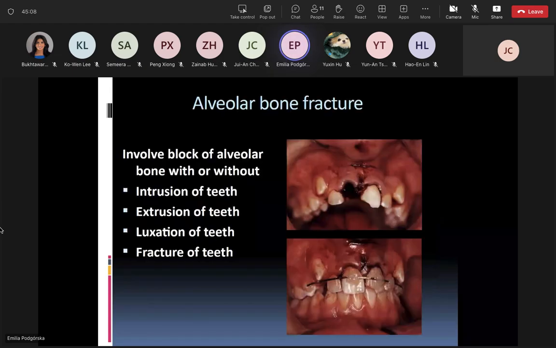Alveolar bone fracture involves a block of alveolar bone with or without intrusion or extrusion of teeth, requiring fixation of teeth. Alveolar fracture is a fracture through the alveolar process. There may be concomitant injuries, crown and root fractures, and soft tissue injuries, which may need reduction and splinting.